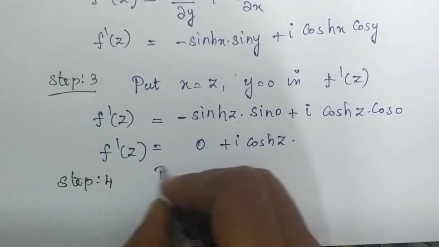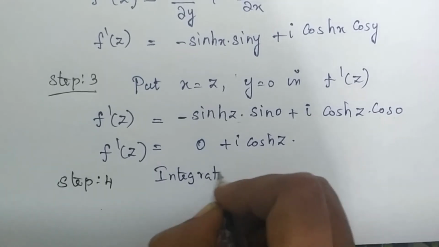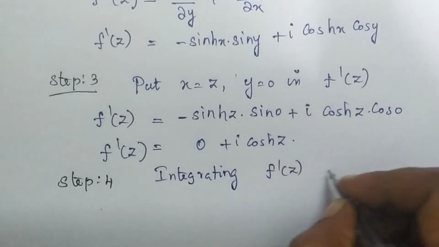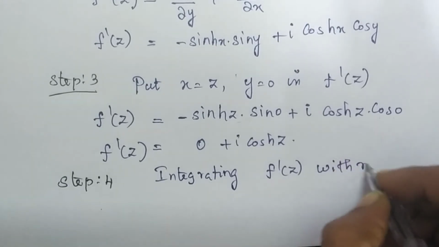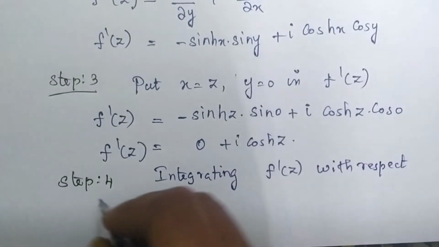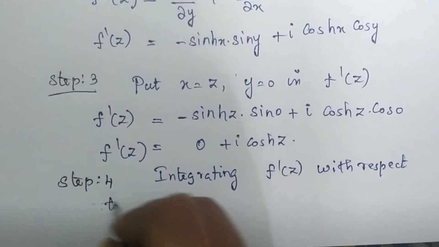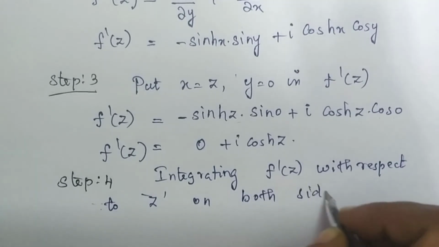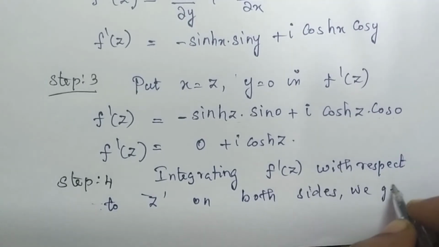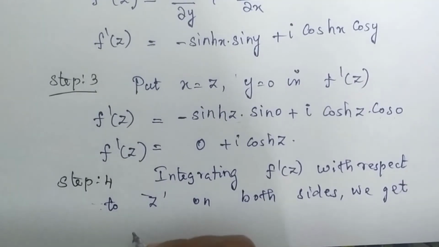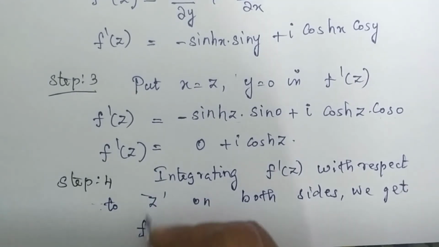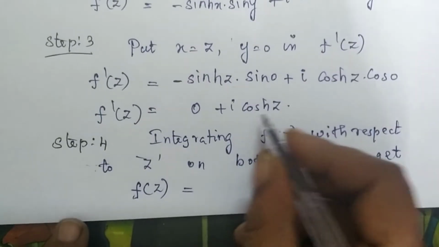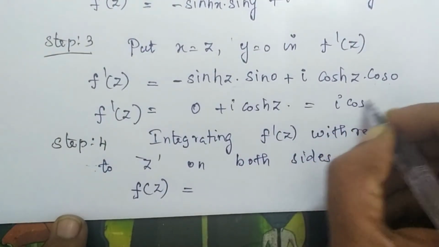Okay. So integrating f dash of z with respect to z on both sides. So we get, integration and differentiation cancel. So just simply we have f of z on the left side. Which is equal to, here this is nothing but what? Simply i into cos hz.